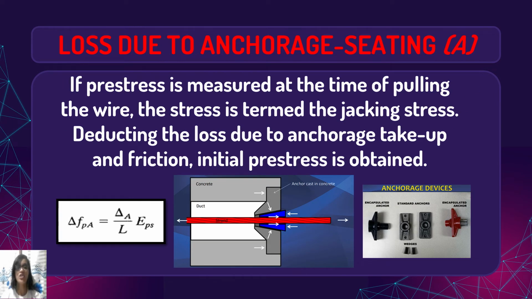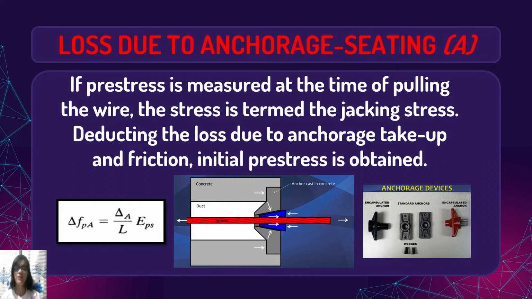Lastly, the loss due to anchorage seating. Anchorage, as the name signifies, is a component that is used to anchor the tendons while terminating the tendons. The main function of anchorage is to transfer the stressing force to the concrete once the stressing process is completed. In the case of pre-tensioning, the tendons are embedded in the concrete, so no external anchorage is provided; hence, there's no loss due to anchorage slip.